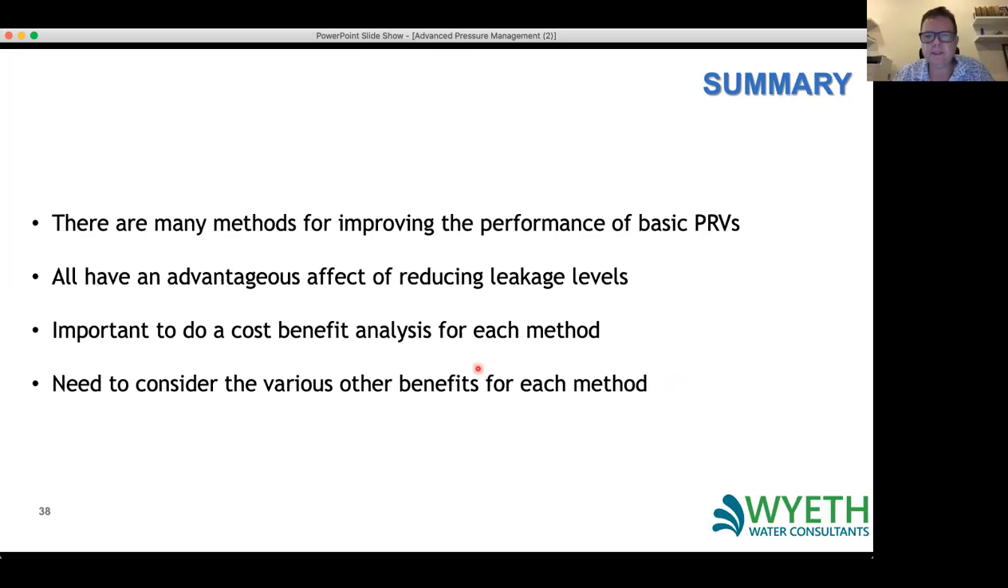But you also need to consider some of the other benefits as well, such as some of the more advanced systems are actually data loggers as well. So you're getting that added benefit of all of the flow and pressure data coming back.